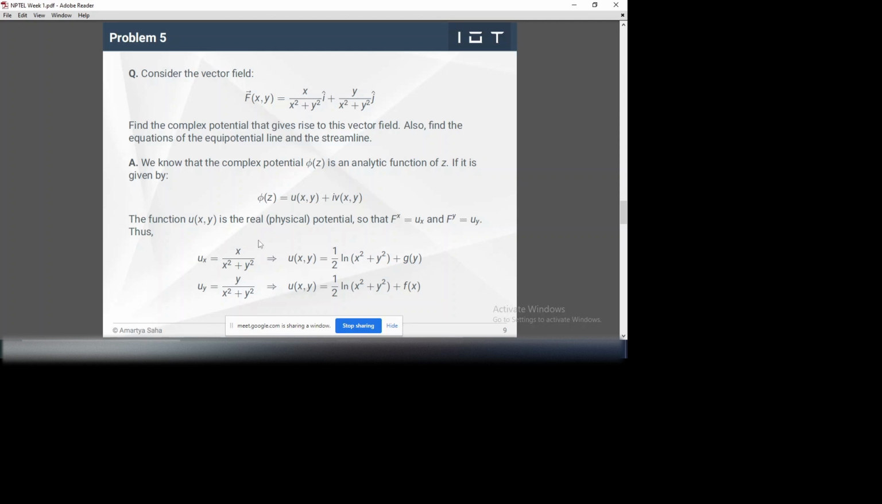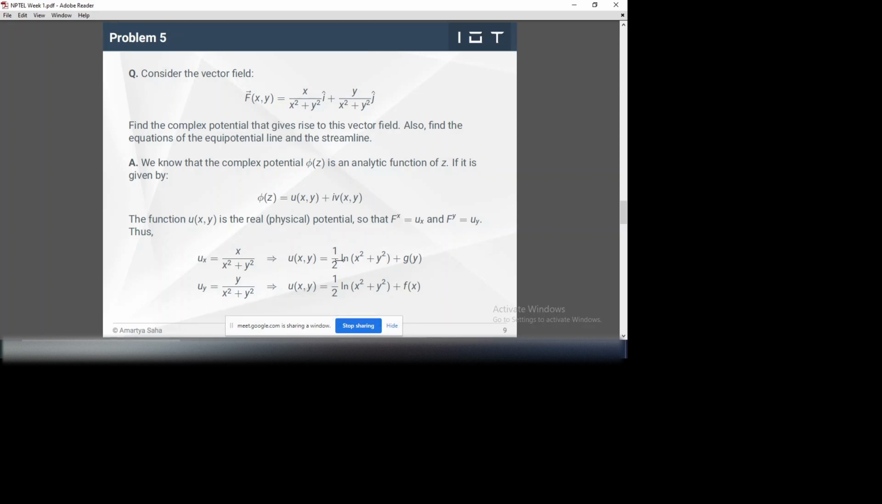Think like that. So here it is written: the function u(x,y) is the real or physical potential. Like the definition. So F_x is the x component of this vector field. The x component of the vector field is given by the partial derivative of the real potential with respect to x, u_x, and similarly F_y equals u_y. Thus we have u_x equals x by x squared plus y squared. Just read from the given vector field, and u_y is the y component of the vector field.